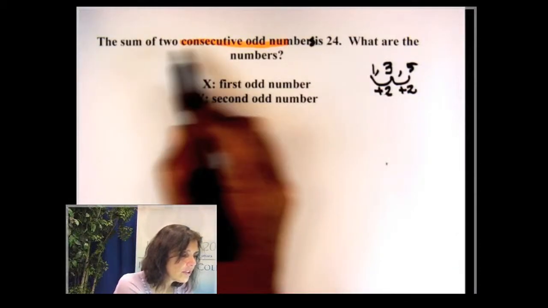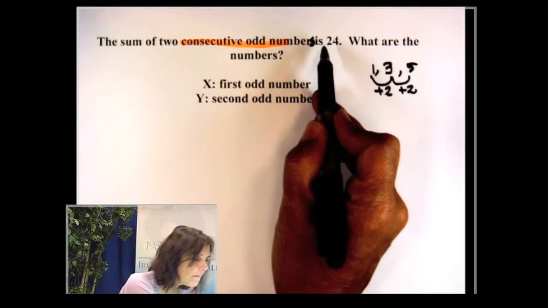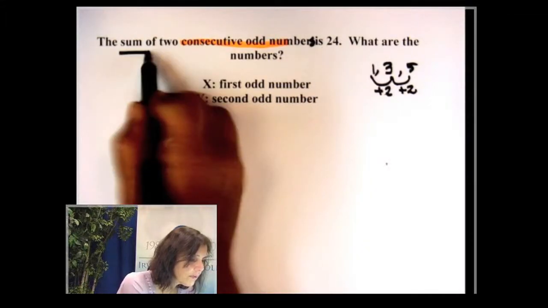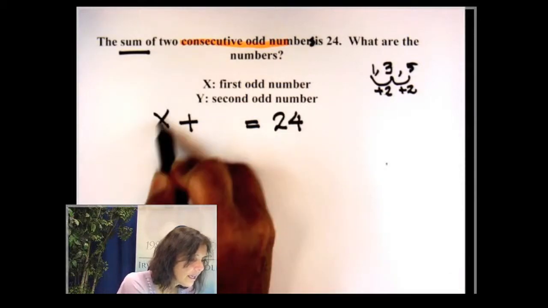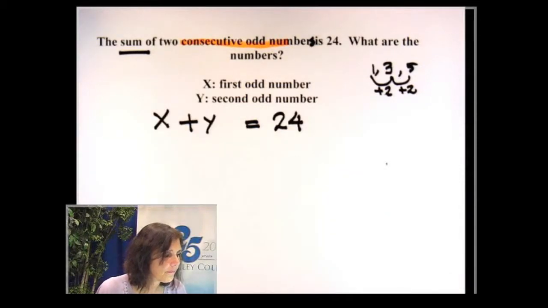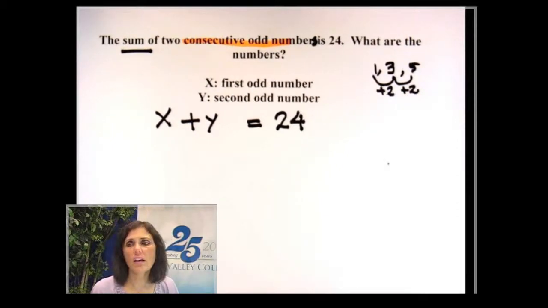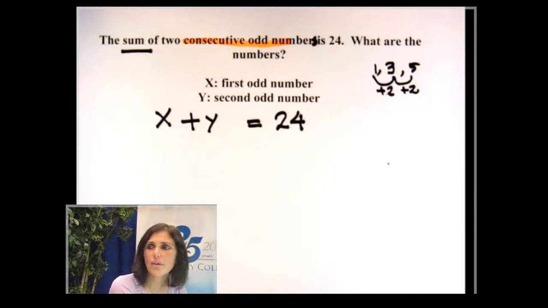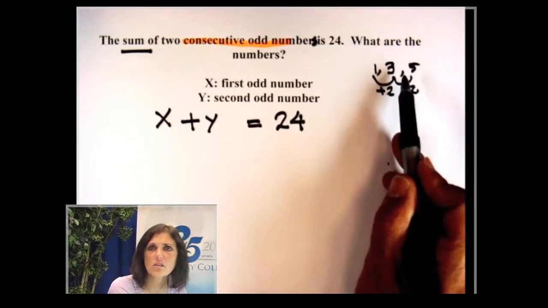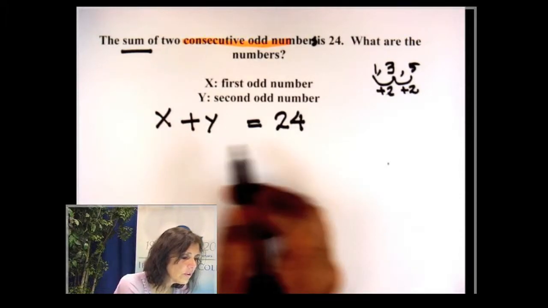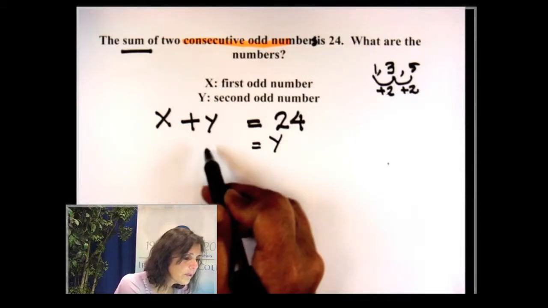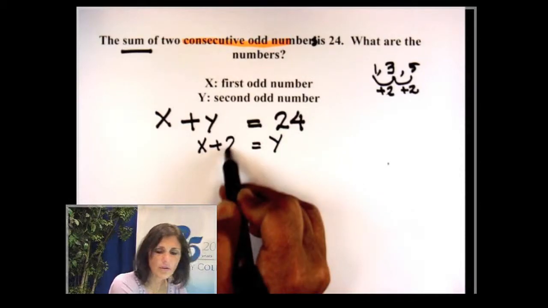The first equation is going to be the sum is, so it's going to be plus, sum of what? X and y. Okay? Now, I need one more equation. What is that equation going to be? It's going to come from this. The big one is 2 more than the first one. If x is the first one, the second one is going to be first one plus 2. Now I have two equations.